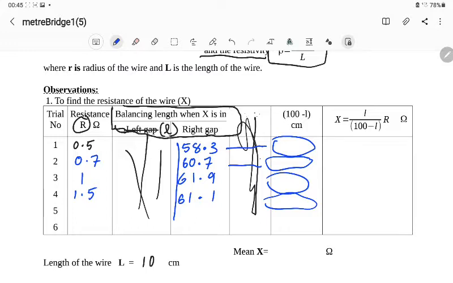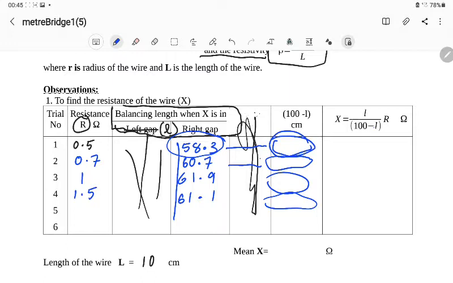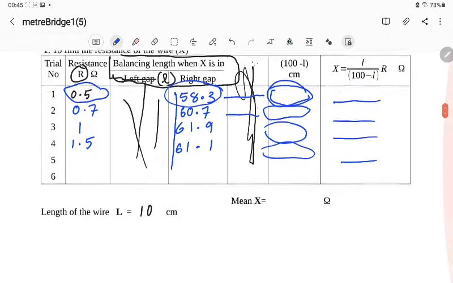After that find the value of x. So x equal to L divided by 100 minus L, into R. R is 0.5. First one calculate it right here. For the second one also do the same. Third one also do the same. Fourth one also do the same.